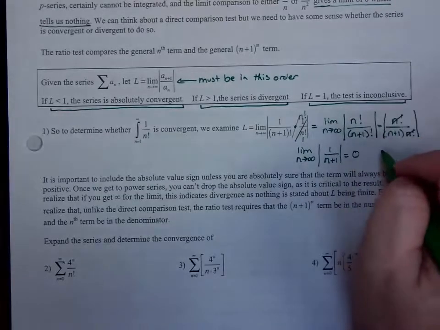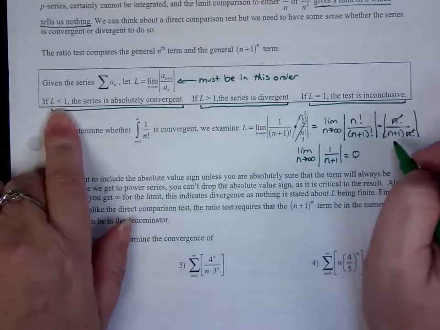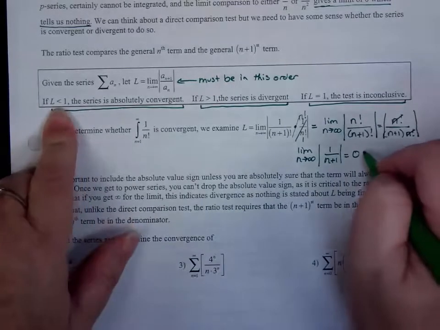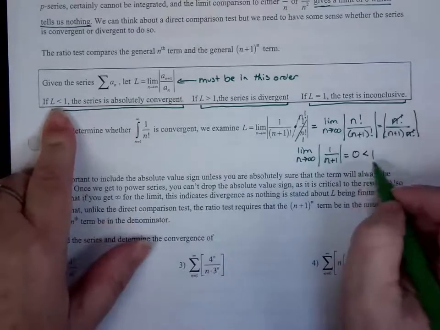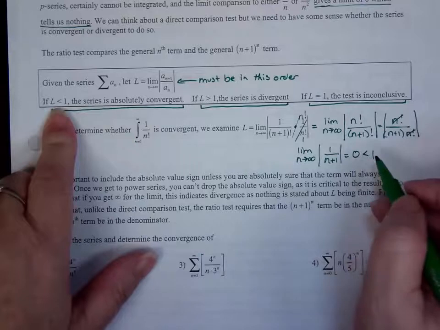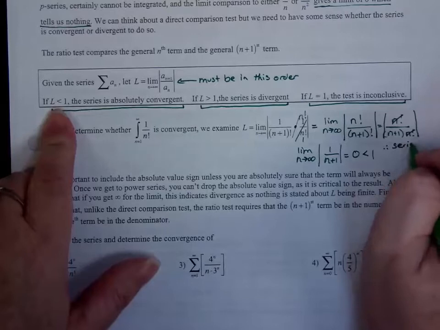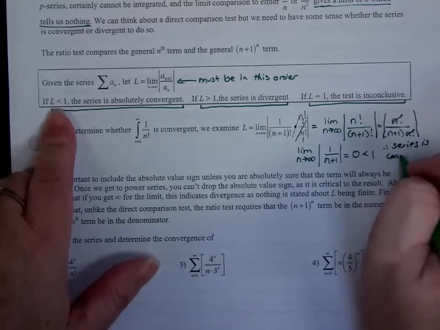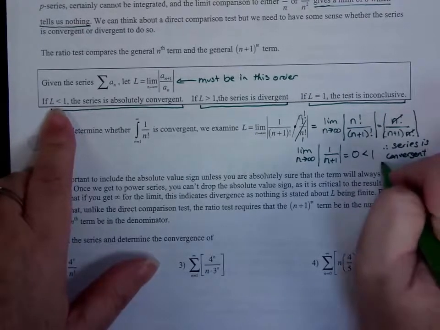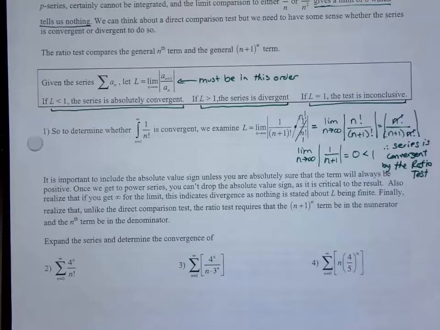0. Okay? Now, according to the rules, 1 is the dividing line between convergent and divergent. Since 0 is less than 1, and it's good to write that down, that's proving that you know that less than 1 means convergence. So we say, therefore, the series is convergent by the ratio test. So we have now just proven that 1 over n factorial converges. And the ratio test was the best way to do that.